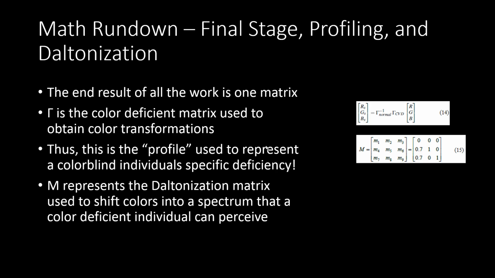The final stage is profiling and Daltonization. The end result of all the work is just one matrix. Gamma is the color deficient matrix used to obtain color transformations. This is the profile that we would use. We reuse this matrix over and over again for different images. And M represents the Daltonization matrix used to shift colors into a spectrum that a color deficient individual can perceive. This takes a color that they cannot perceive and shifts it to one they can, and it is summed with the original image, making certain colors more apparent.